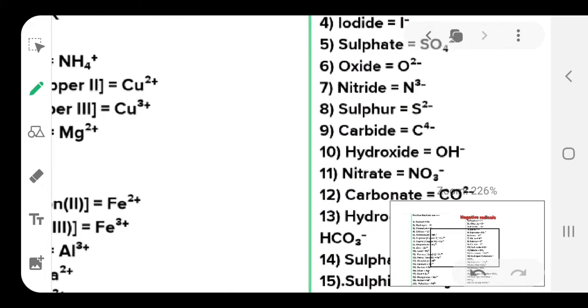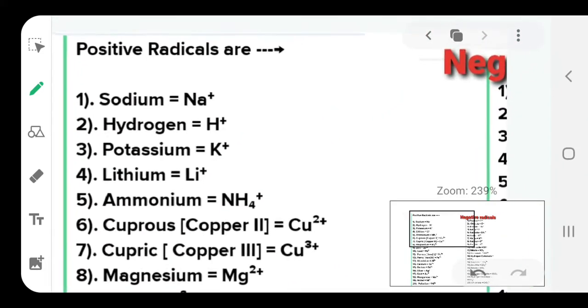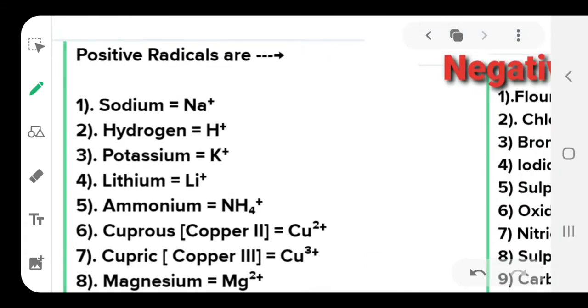Now this is the most important part of your table. So please pause it and write them out, because with these radicals you are able to write the formulae. Once you know the formulae, then you can make a compound more or less. And once you know the compound, then only chemical reaction comes into the scene. So first, write down some of the positive radicals for your standard.